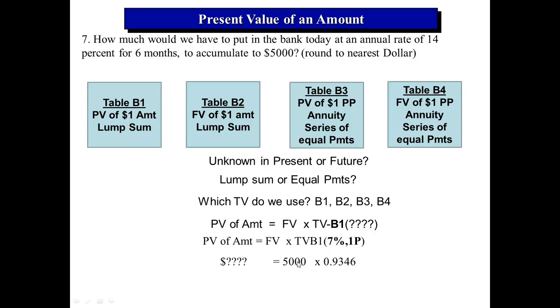And that means that if you expect to get $5,000 6 months from now, you'd have to put up $46.73 in the bank right now, keep it there for 6 months, and earn an annual interest rate of 14%, or a 6-month interest rate of 7%, which would be $46.73.